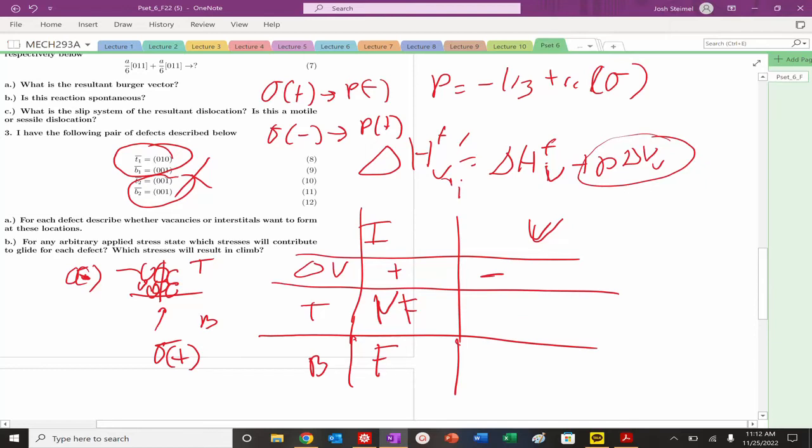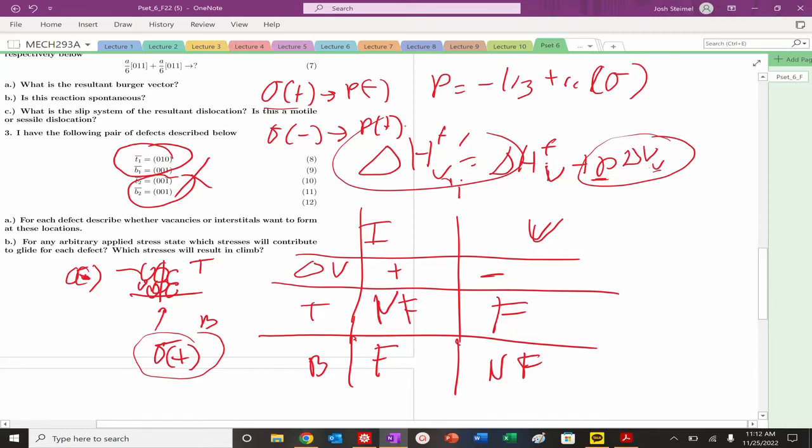If I'm looking at compression, that's positive pressure, but my change in volume is negative for my vacancy, so they will form here. But they will not form here because, remember, positive stress here is a negative pressure, negative change in volume, positive product, I'm increasing the energy of formation, not going to happen.